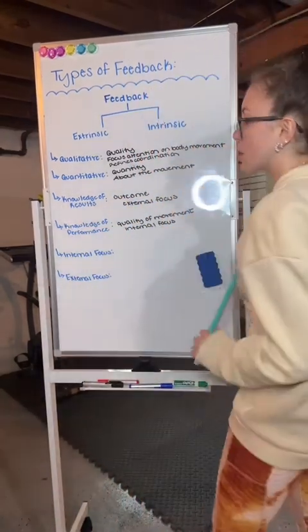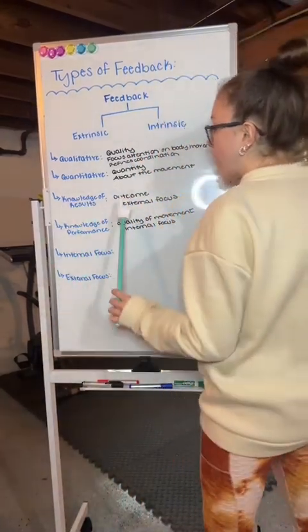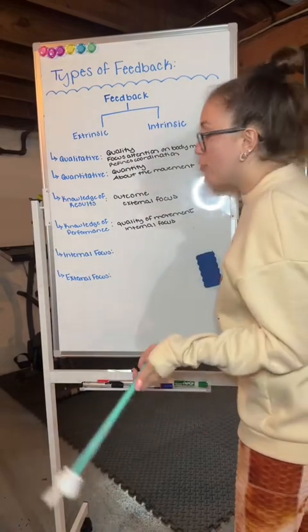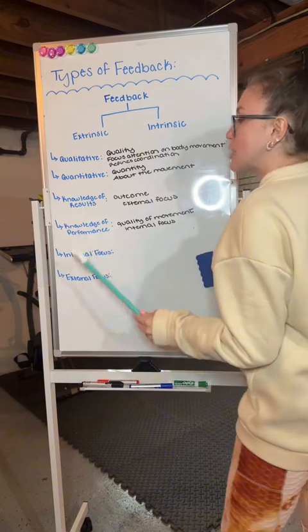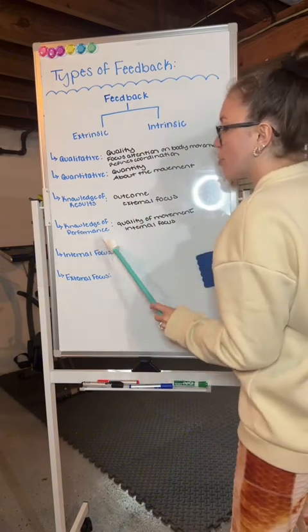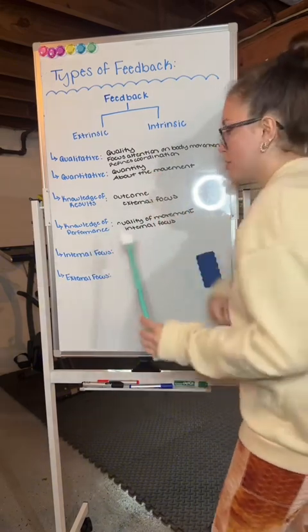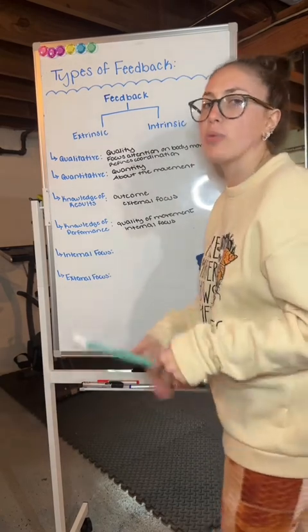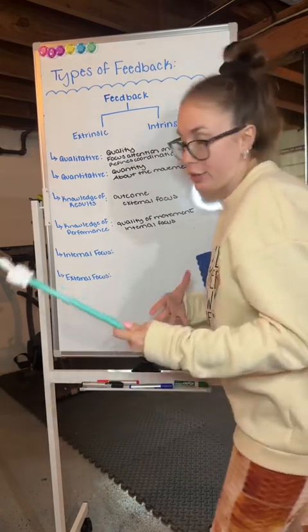So, knowledge of results. When you read the word results, think of outcome. And this is about the movement as a whole. Hey, this is how you performed, this is what your results are, and this is what they mean. Versus knowledge of performance is more focused. So we're talking about the quality of the movement. Hey, when you're performing this task, we really need to focus on this particular motion.